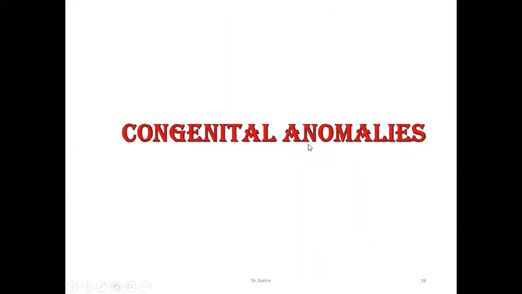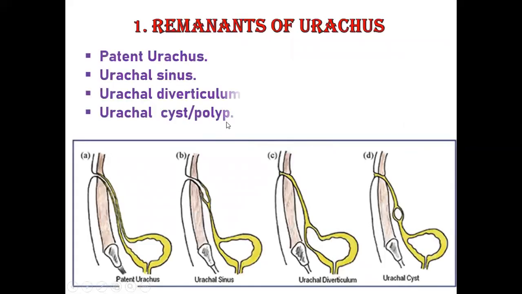Now, what are the congenital anomalies related to the urinary bladder? Remnants of the urachus: as I told you, near the apex of the bladder there can be attachment of the urachus, which later is called the median umbilical ligament. But sometimes it may be patent, with the opening at the level of the umbilicus. This is called patent urachus, and the baby is born with urine coming out from the umbilicus.